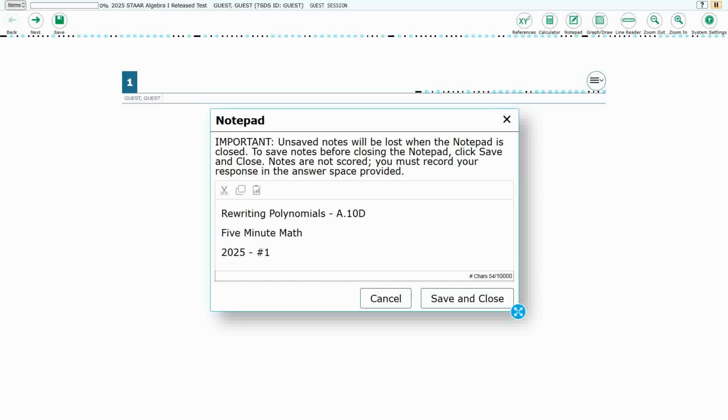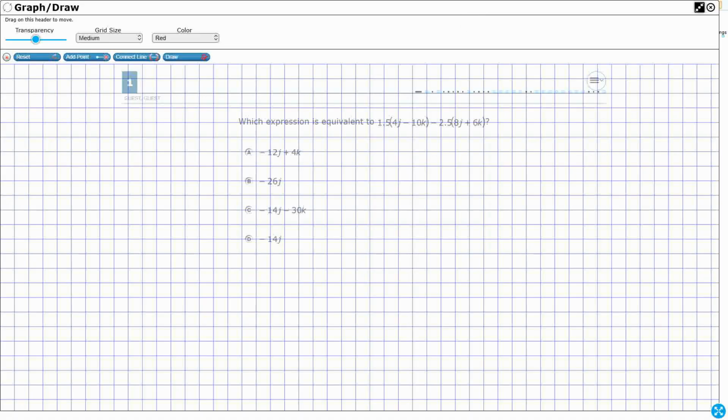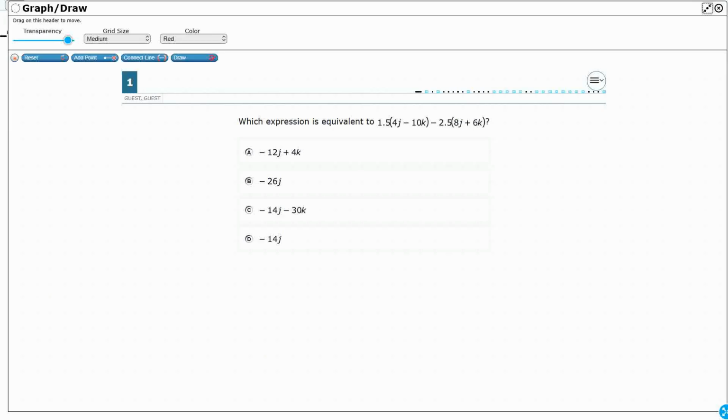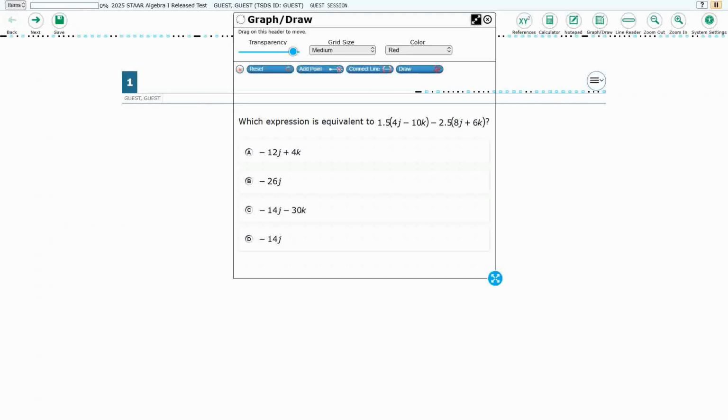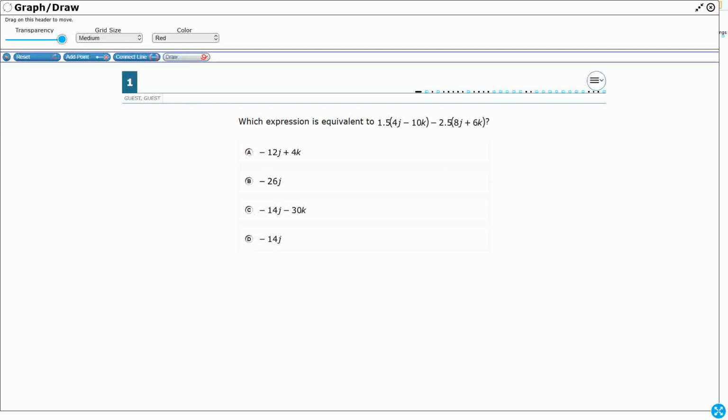Today we are looking at the Algebra 1 concept of rewriting polynomials. This is standard 8.10D in the great state of Texas, and we are using item number 1 of the 2025 released STAAR test. If you haven't done so already, please go ahead and take a moment to pause the video, work this problem out on your own, unpause it, and we will look at our answers together.